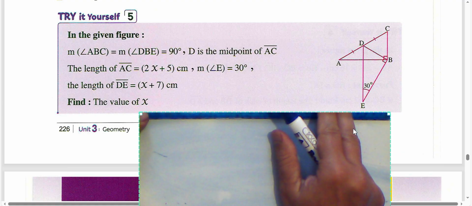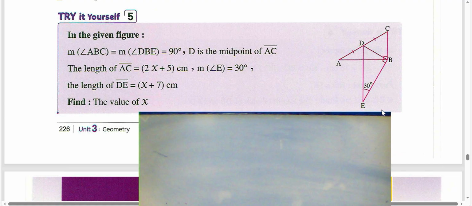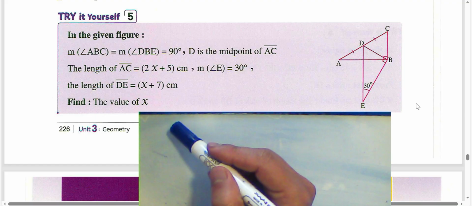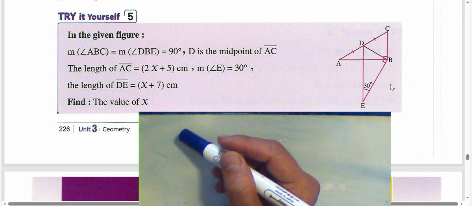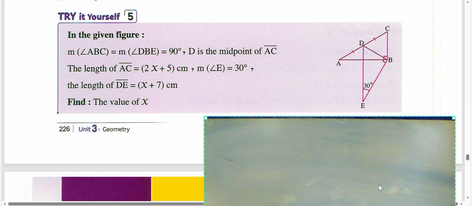Okay, in this question he wants us to find the value of x. Look here, he gave us this information: AC equals 2x plus 5, and the measure of the angle is 30 degrees, and he wants to find the value of x in this example. And also DE was 7 centimeters. Okay, I will write the relation between them to find the answer.